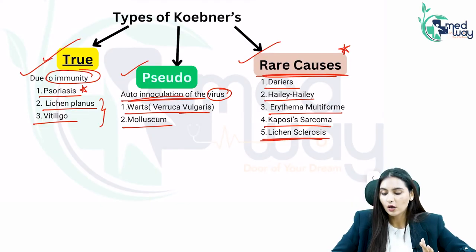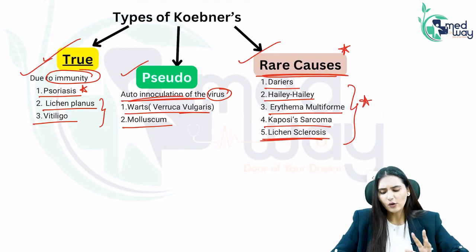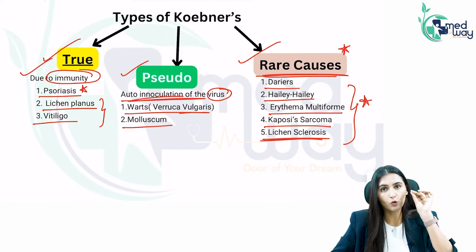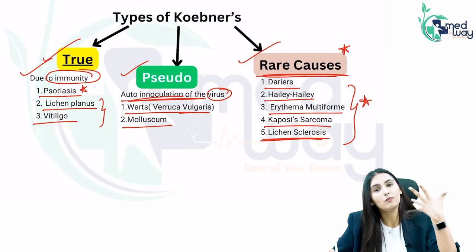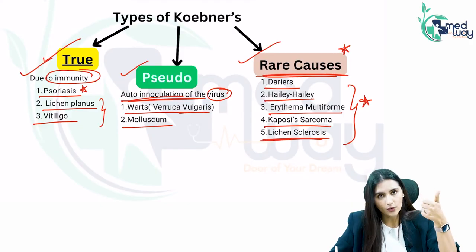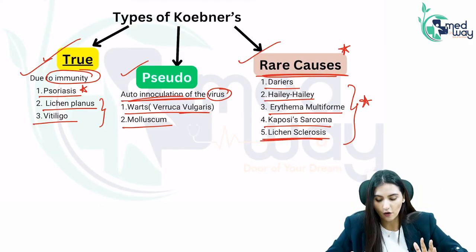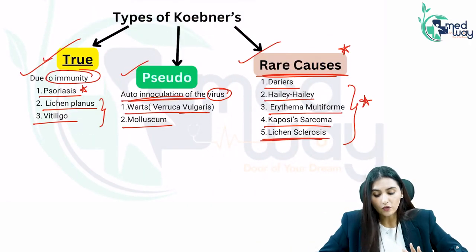So here Koebner's may not be present. Rare causes are not that important, but true and pseudo Koebner's are very important. In pseudo Koebner's, the virus, you are inoculating it in other places, and in true, the immunity that is taking care of the disease is spreading the disease everywhere. Psoriasis, lichen planus, vitiligo. Vitiligo is also very important for Koebner's.